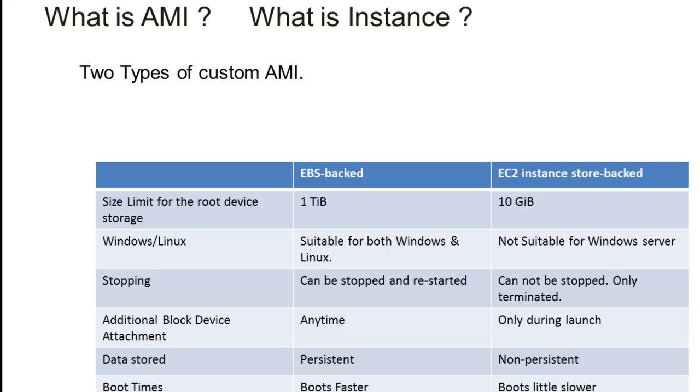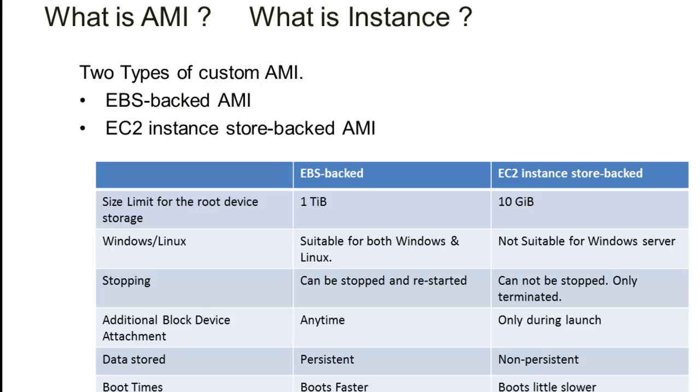Now there are two types of AMI, EBS backed AMI and EC2 instance store backed AMI. Now this might get a little bit confusing. So it is like an instance store backed AMI and an EBS backed AMI. Okay, so let us see how this works. One is called EBS backed, the other is called instance store backed.